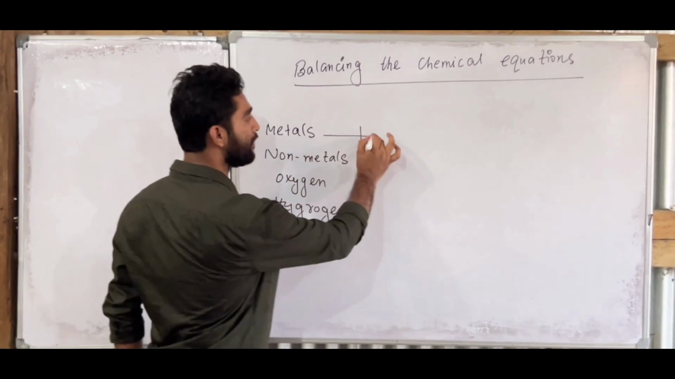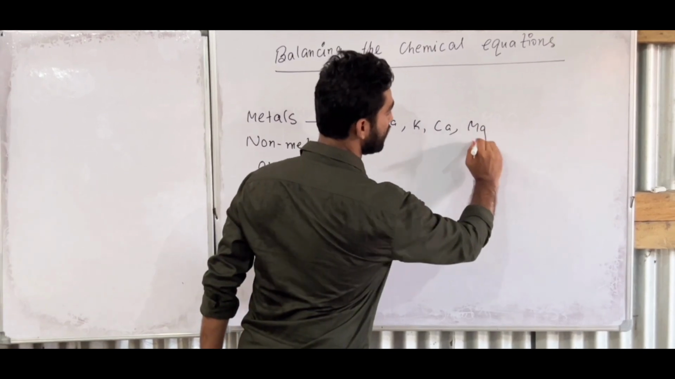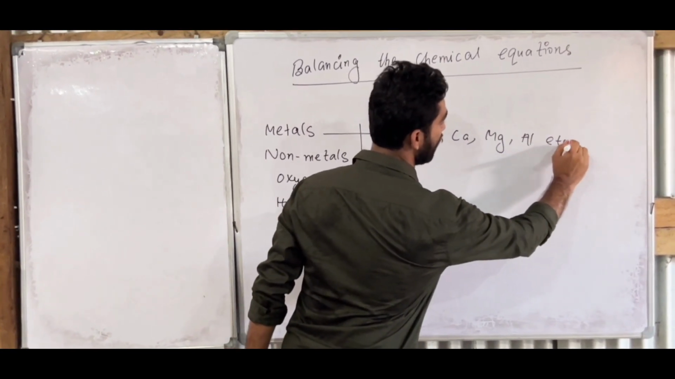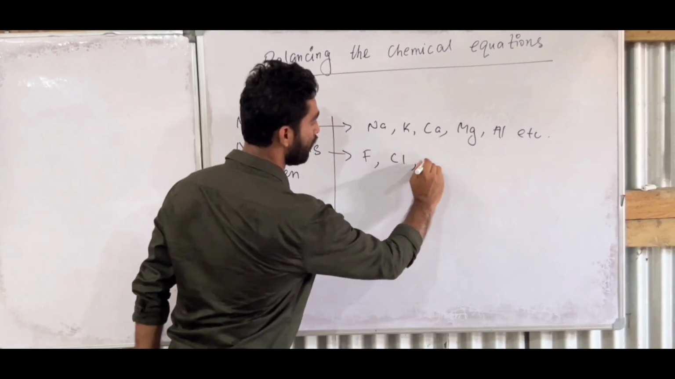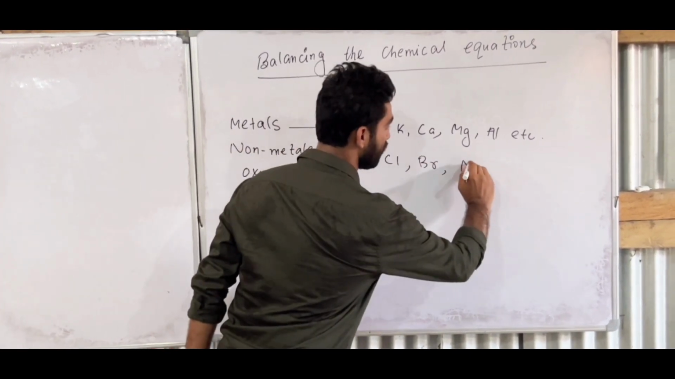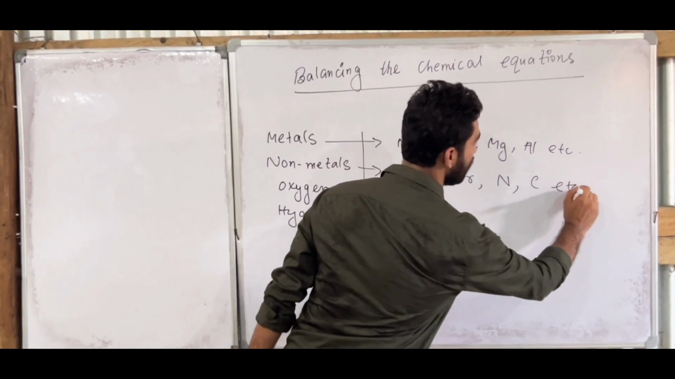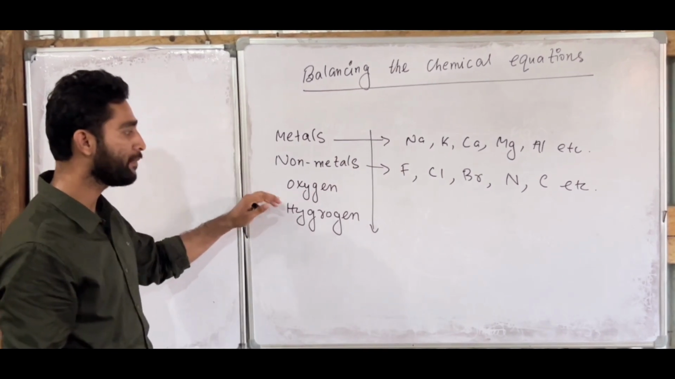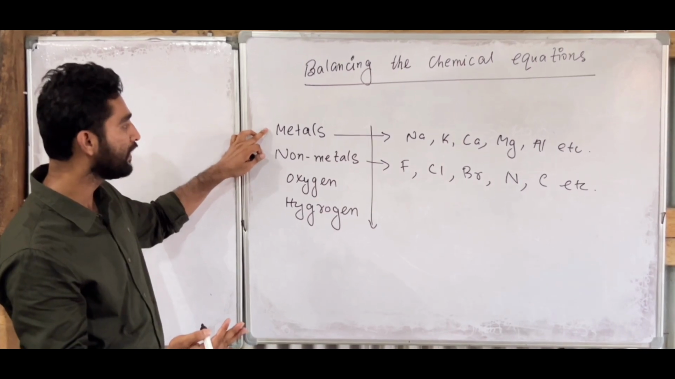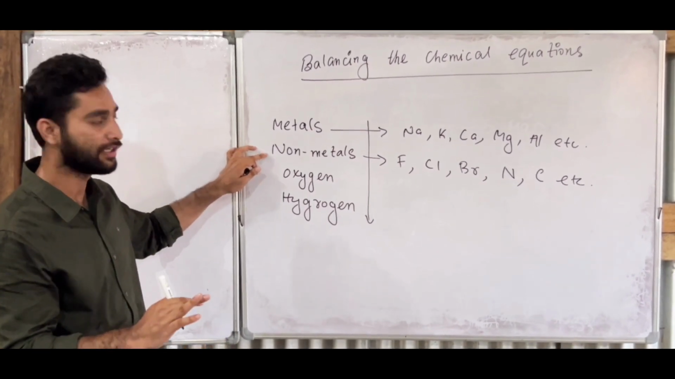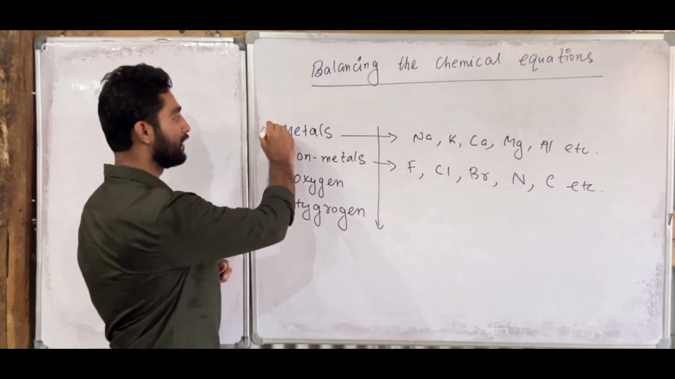For example, what are the metals? Sodium is metal, potassium is metal, calcium is metal, magnesium is metal, aluminum is metal. There are many more metals, isn't it? Whereas non-metals are fluorine, chlorine, bromine, nitrogen, carbon, all these are non-metals. See, oxygen is also a non-metal, hydrogen is also a non-metal. But when you try to balance, first balance the metal, then the non-metals other than oxygen and hydrogen, then second last oxygen, and then hydrogen. So remember this sequence.